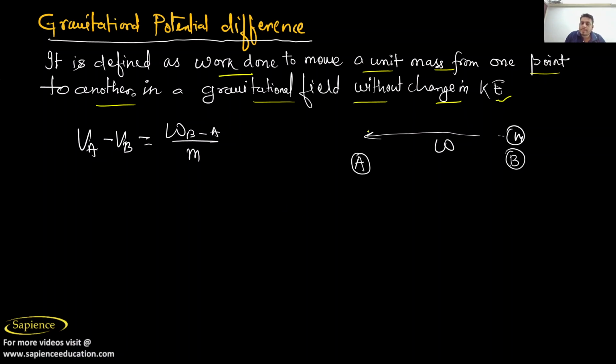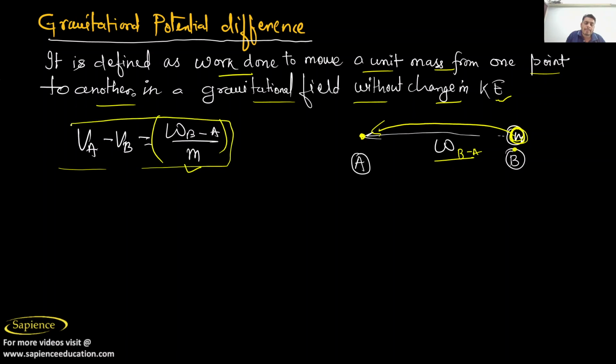So let us consider there is a gravitational field having a point A and a point B, and a simple mass, any mass. If you bring the mass from point B to A, you need work done from B to A. Then the potential difference will be equal to the work done in bringing a mass m from B to A per unit mass, divided by mass. So this is the mathematical model of the gravitational potential difference.